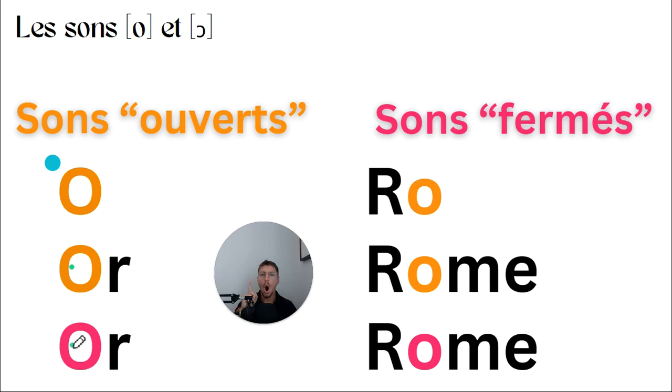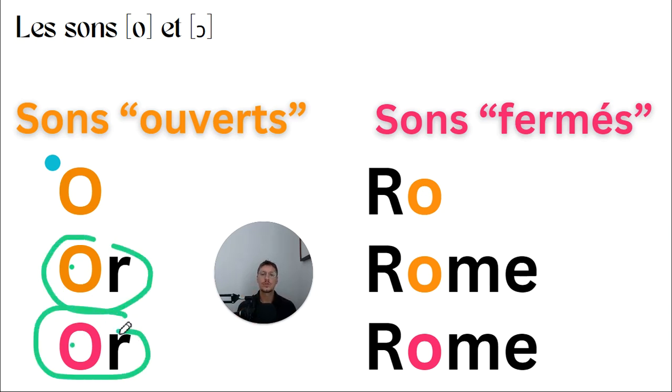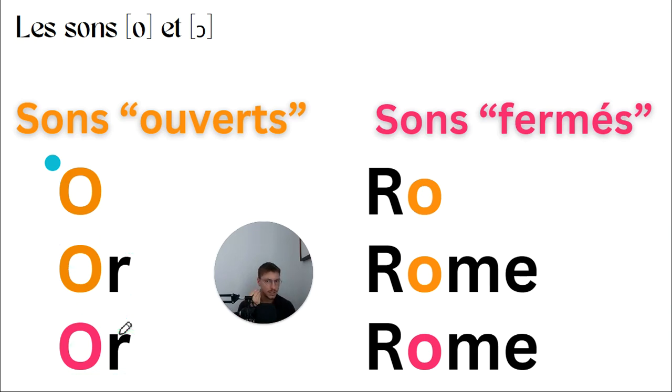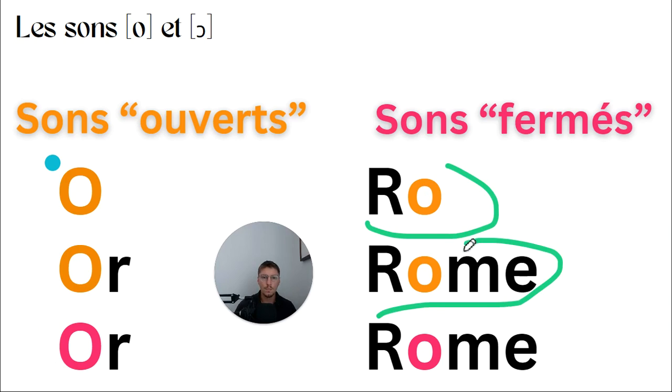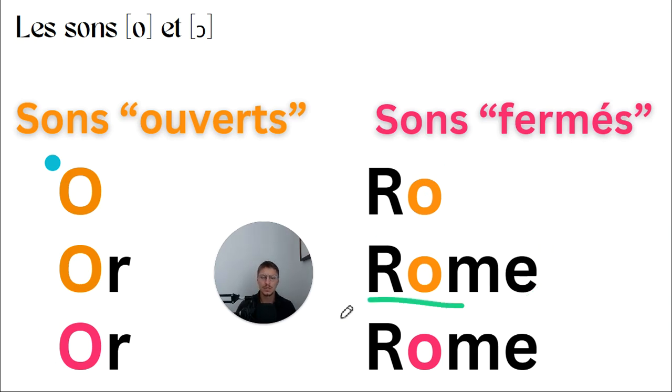O, or, or. I'm sure you can get a sense, maybe, that or is somehow easier to pronounce than or. Or feels more like an effort to pronounce, actually, you know. Or, it sounds a bit difficult, but or is very smooth. Same here. Ro, no issue. Rome, a bit difficult. Rome, very easy, right?